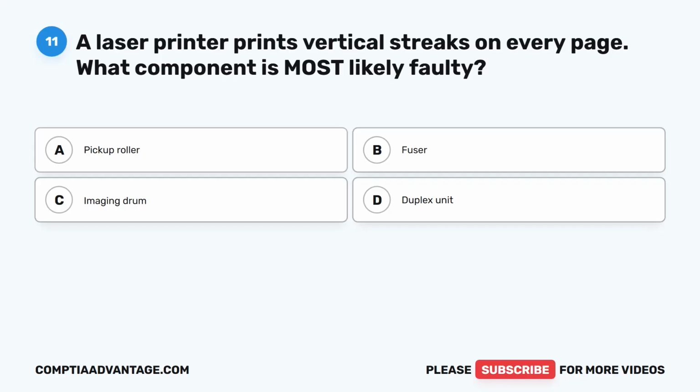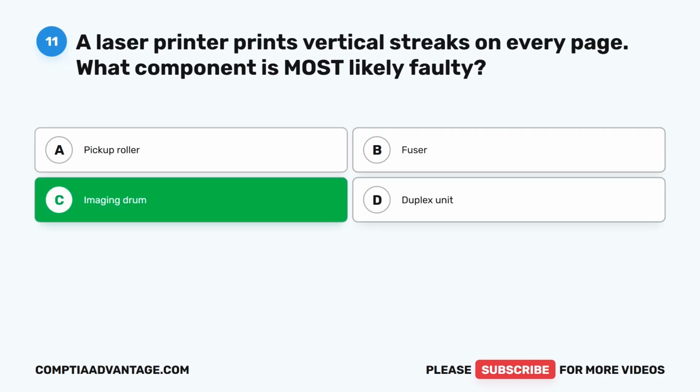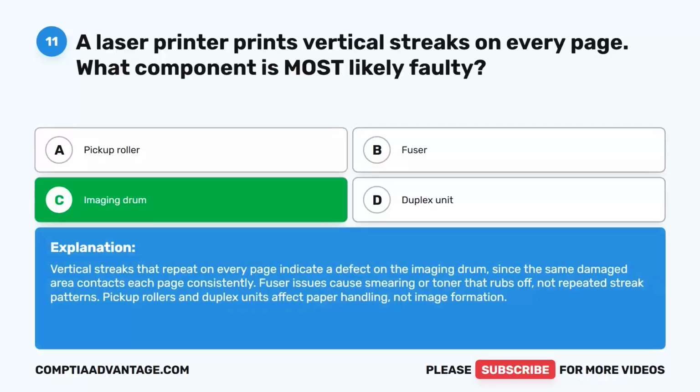Question 11. A laser printer prints vertical streaks on every page. What component is most likely faulty? A. Pickup roller. B. Fuser. C. Imaging drum. D. Duplex unit. The correct answer is C. Imaging drum. Vertical streaks that repeat on every page indicate a defect on the imaging drum, since the same damaged area contacts each page consistently.